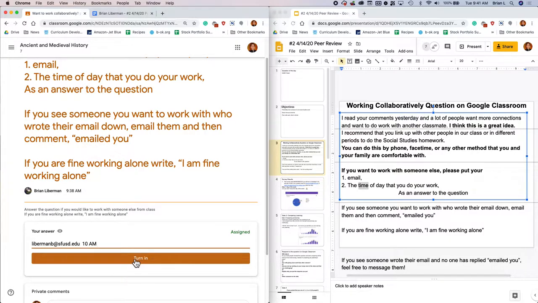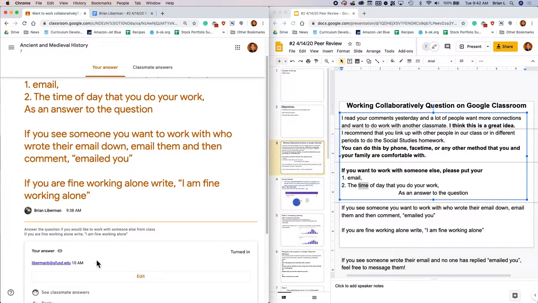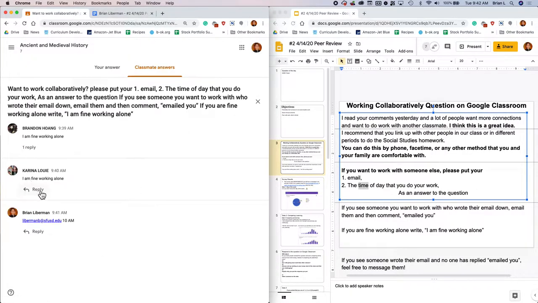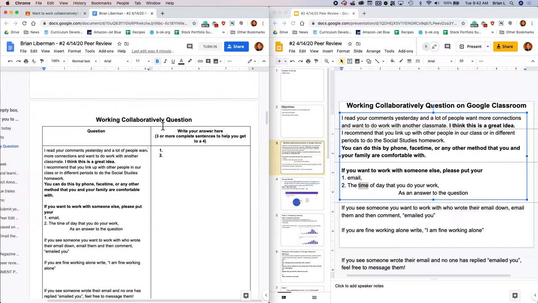Once I hit turn in here, I can see other classrooms' responses, what other people answered, and I can respond to them. So for example, this guy, Mr. Lieberman, he commented. I can copy this email and email that person, say, hey, do you want to work together? And then in the reply, you would say, hey, I messaged you, that way they know that you messaged them and that they should check their email for your message.